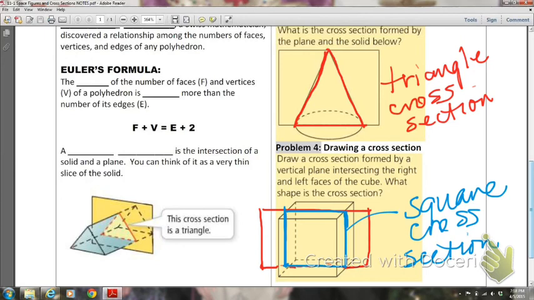So we will look at some more examples of this in class. It'll make it easier to visualize this and see it.